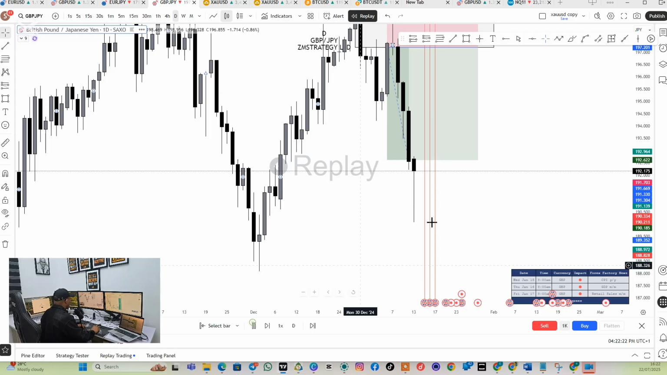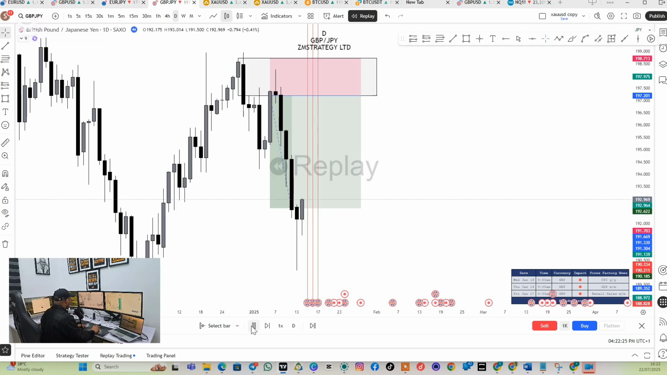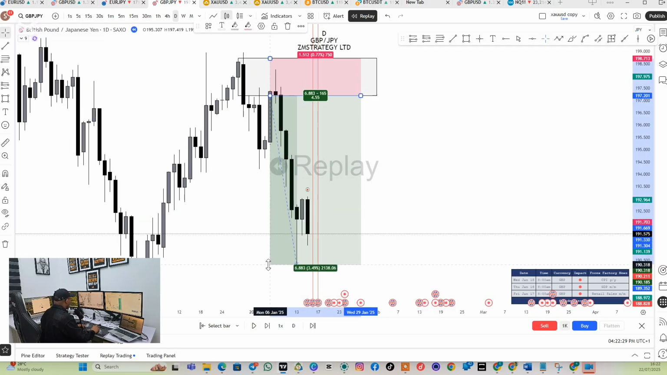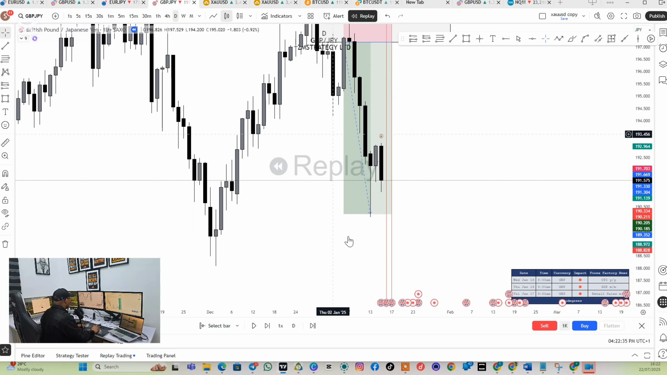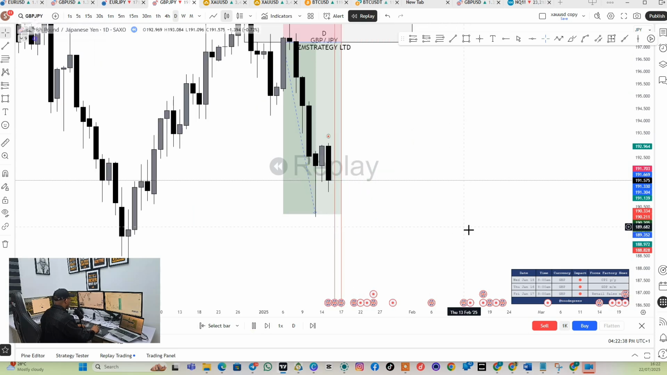So let's wait for another engulfing to form again. This one gives us a take profit of 1:3. I can say it gives us close to 1:5. This is our 1:5, but let's just assume that we're doing just 1:3, though this one gives us 1:5. So let's see for another engulfing to form again.